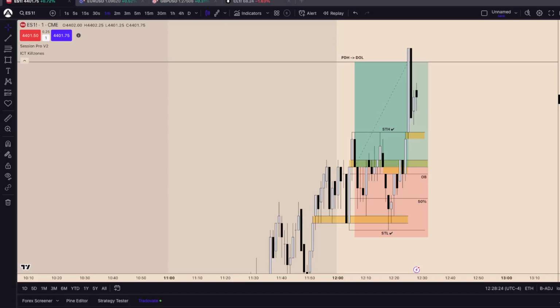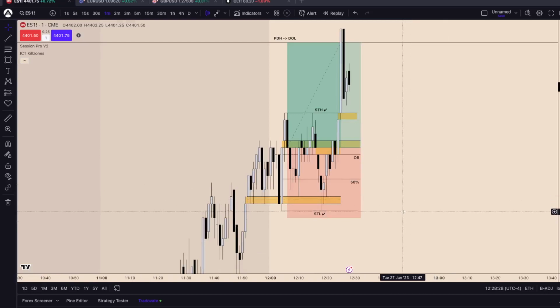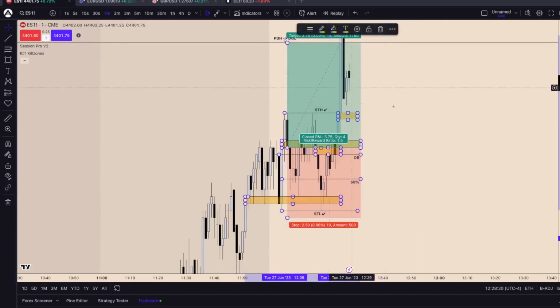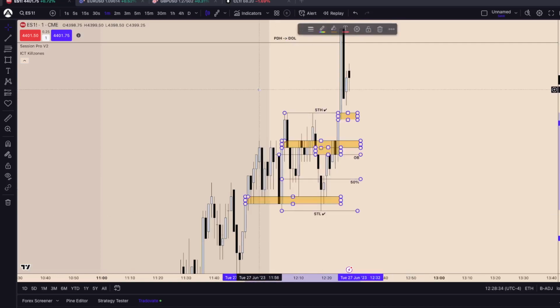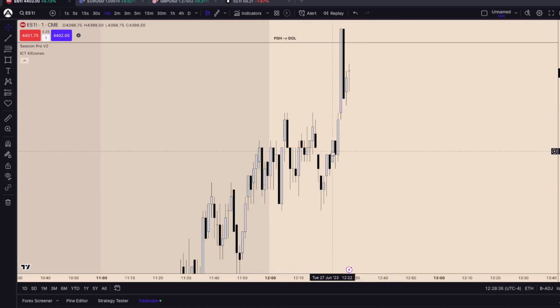Hey guys, let me do a quick recap of the trade I took here. If I get rid of the position and all those volume imbalances here, we don't want to see any of that.